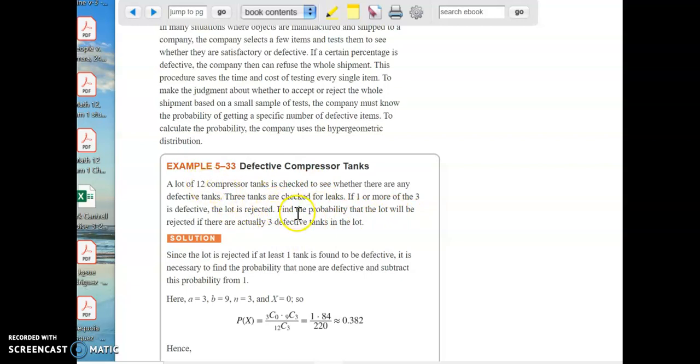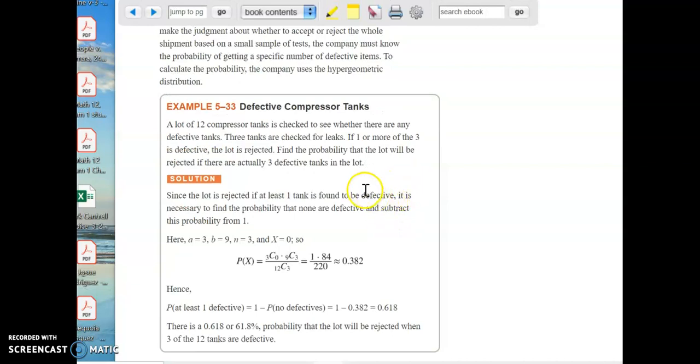Okay, so now the question is, find the probability that this lot is going to be rejected. But here's what you know. This is kind of weird. You know that there really are, in actual true fact, 3 defective tanks in the lot, in these 12, okay? All right, so that is a little bit awkward there. So I'm going to stop this tape, and on the next tape, I'm going to go through this with my handwritten notes.